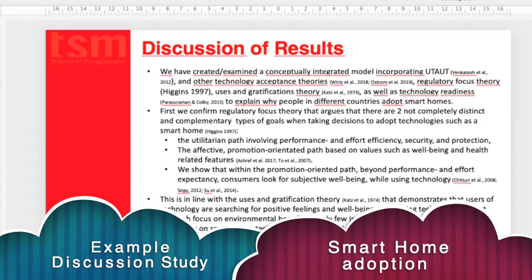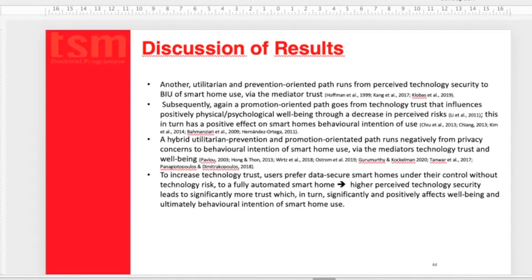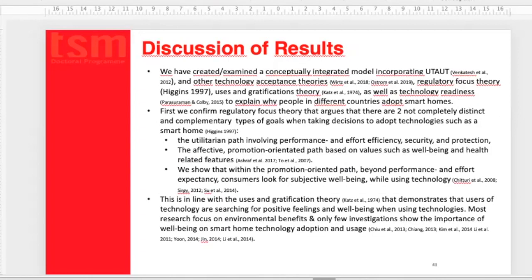So in terms of the discussions of our results, discussion means that this is what you're writing at the end of year 3. The discussion is that you compare your results with existing results from the literature. We created and examined a full conceptual integrated model, UTAUT, which we enhanced with other technology acceptance theories, but also with regulatory focus theory, uses and gratification theory, as well as technology readiness theory, to explain the adoption of smart homes in different countries.